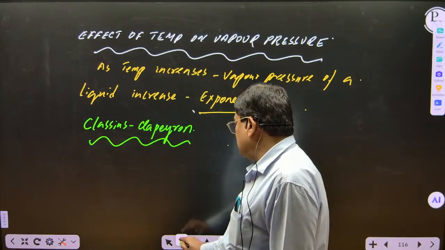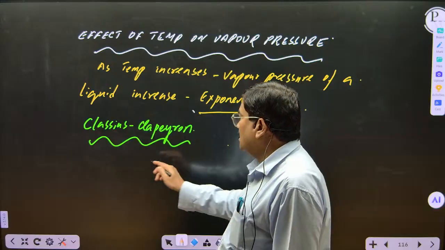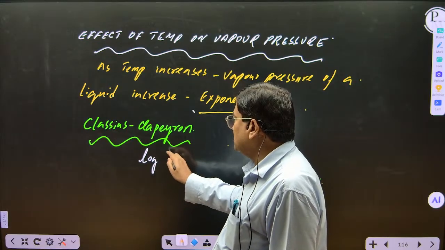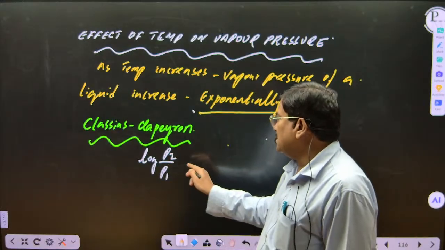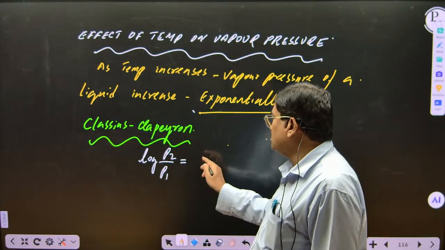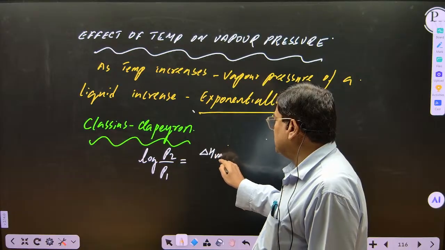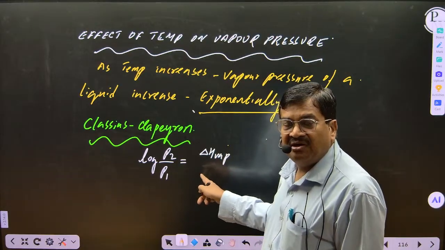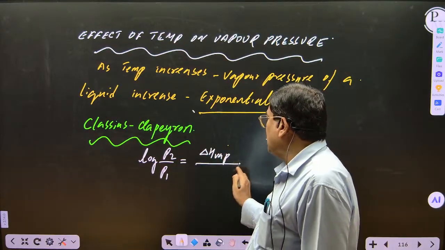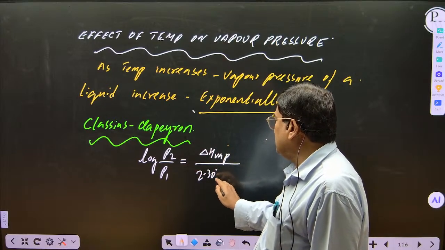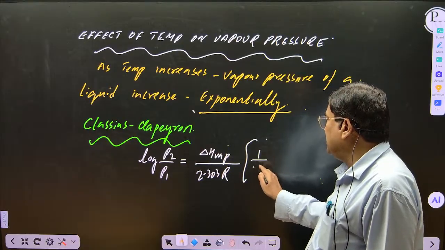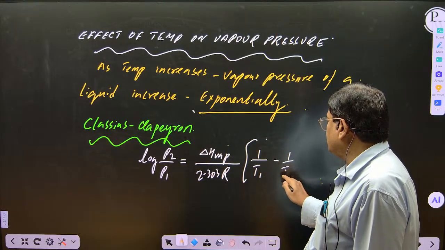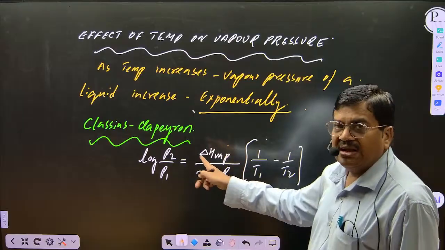See, here I am writing that relation, log P2 by P1. What is P1 and P2? Partial pressure, that is vapor pressure. That is equal to delta H, you remember in thermodynamics, enthalpy of vaporization, by 2.303 R. R is universal constant, into 1 by T1 minus 1 by T2. This is the relation given by Clausius Clapeyron.